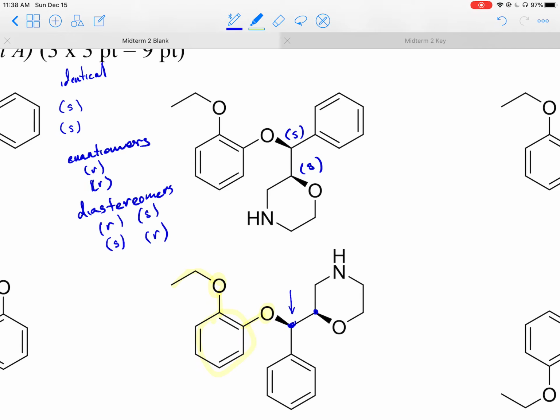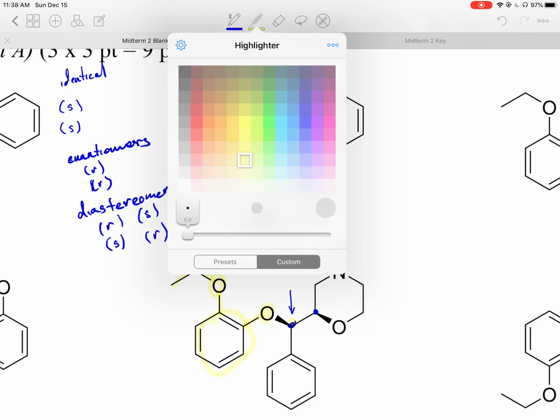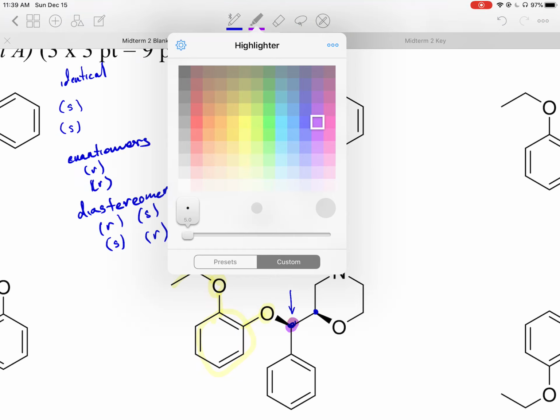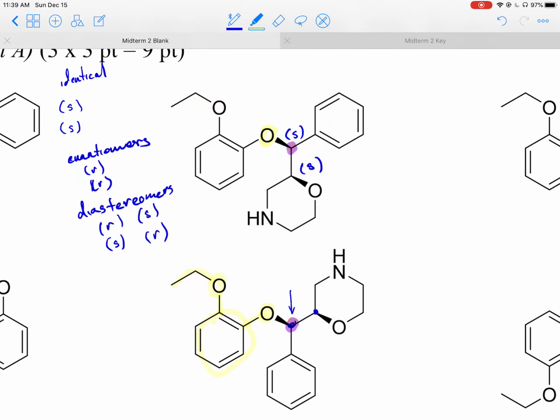Here it's the same thing. This carbon is going to be the same as this one. This one is the same as this one. It's connected to the oxygen, the benzene, and then one carbon away from that is the epoxide with the ethyl. Okay, so that's the same.